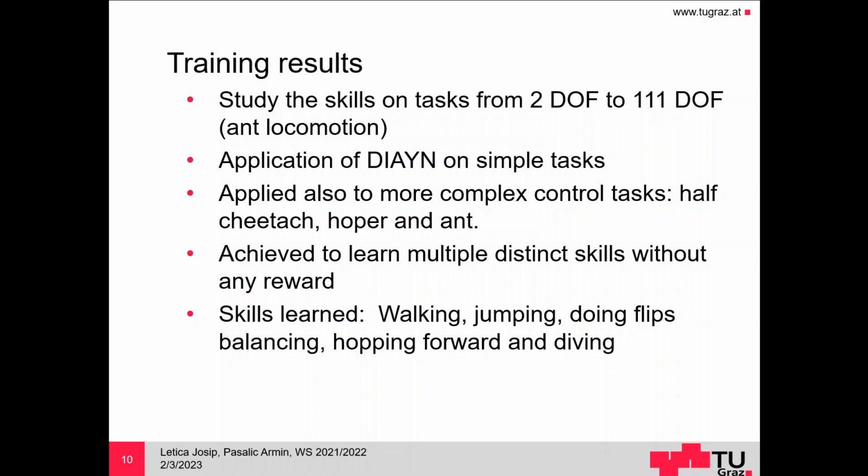After that, they tested some more complex environments like mountain car and inverted pendulum, and in the end, they tested also with really complex control tasks like half cheetah, hopper, and ant. What they concluded is that the agent is not only able to solve the task, but it's also able to solve tasks with multiple distinct skills and without any reward. Some skills that the agent learned were walking, jumping, doing flips, balancing, hopping forward, and diving.